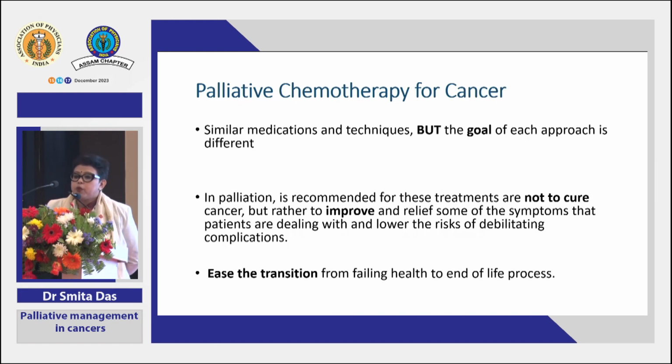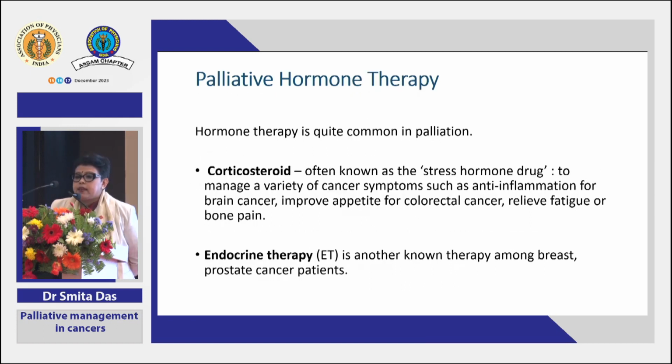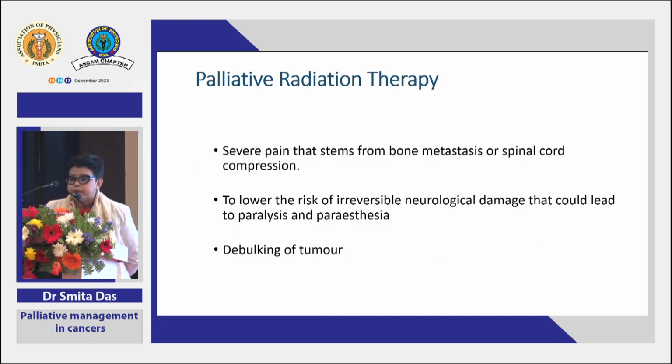And the most important of all is to ease the transition from failing health to the end of life process. Then there is palliative targeted therapy, which is the same as the curative intent, only the dose modification is there. It is against the molecular markers. Then there is hormone therapy, where we use corticosteroids, and there is also endocrine therapy, especially for breast and prostate cancer.